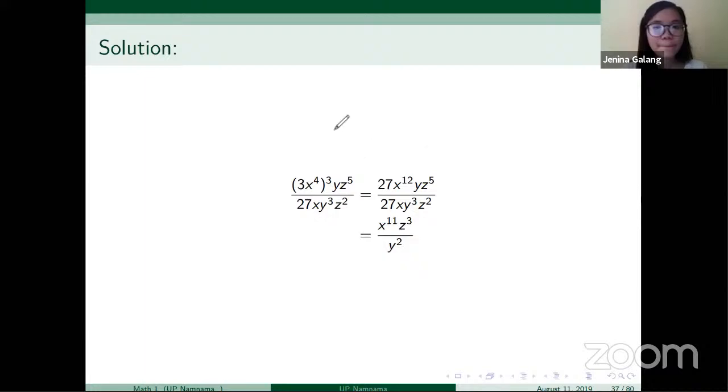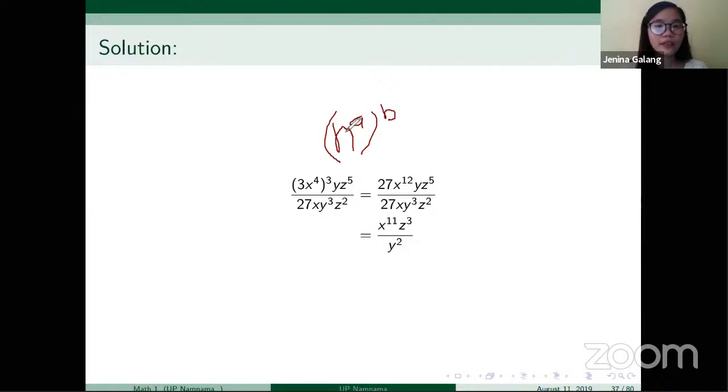So, kapag yung number is raised to n raised to a, and yung sa loob ng parenthesis is na-raise ulit sa b, then this is just equal to n raised to a times b. So, x raised to 4 times 3 is 12, and copy lang natin yung ibang variables.